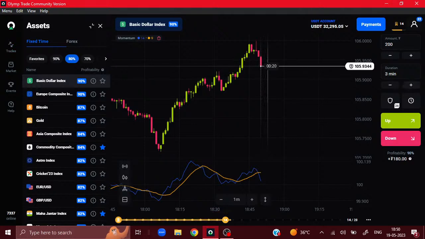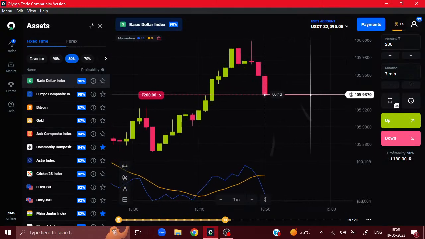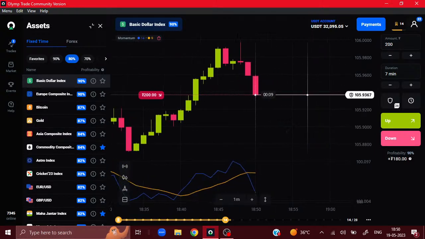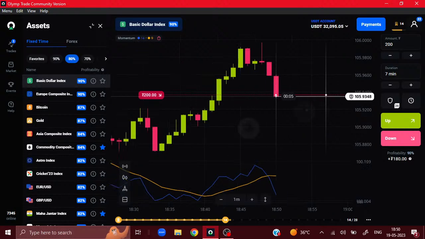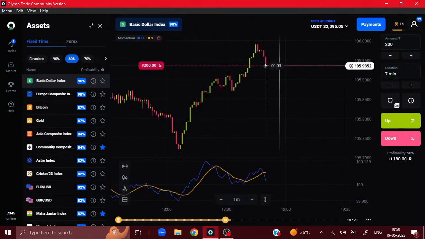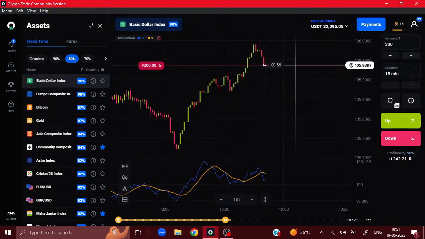Basic dollar index is showing a very good trading opportunity in the downward direction. I'm entering a downward trade for 7 minutes here. Okay, we have a gravestone doji candle here, also 3 red candles consecutively. So this seems to be a very good opportunity, guys. You can increase the duration here, so I'm increasing the duration also here. 2 trades I have entered. I have a few risk-free trades as well.